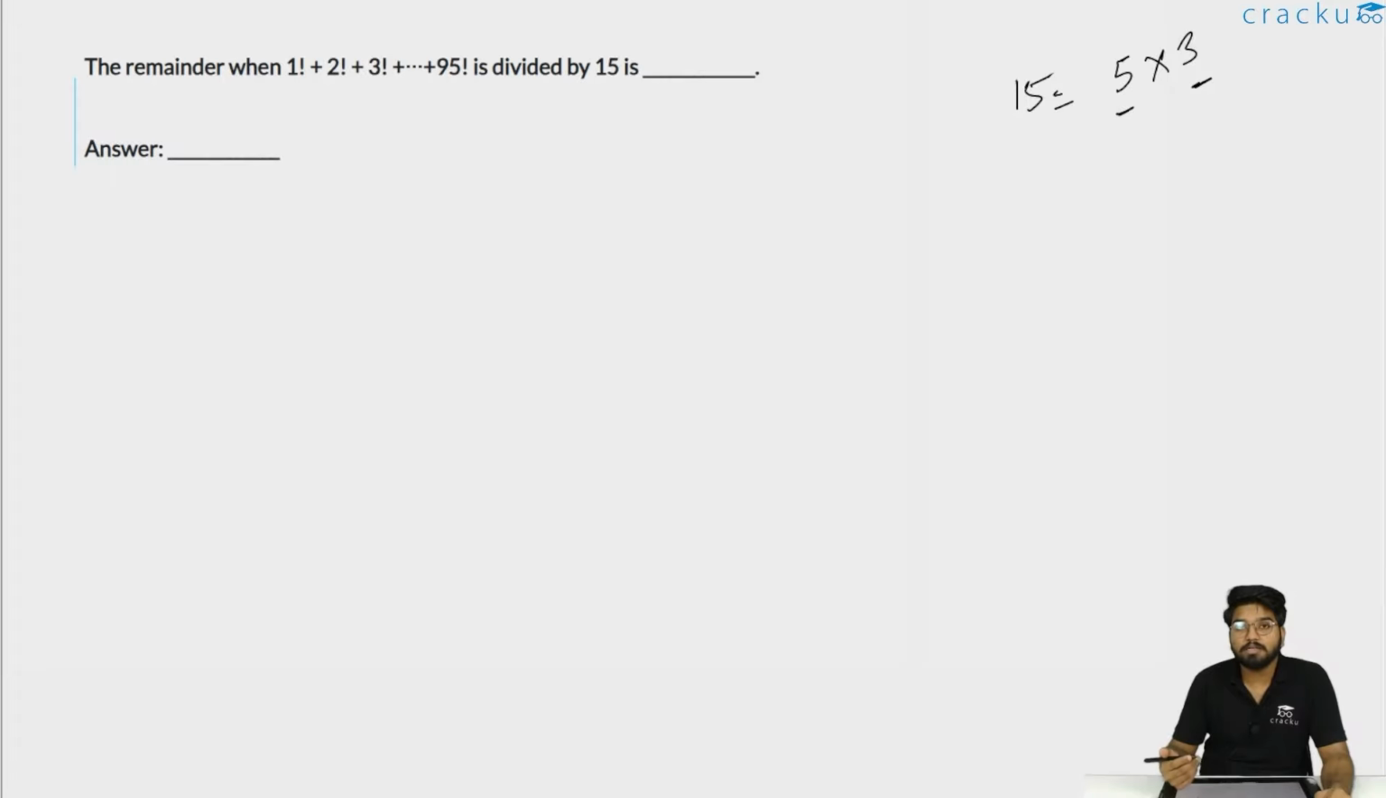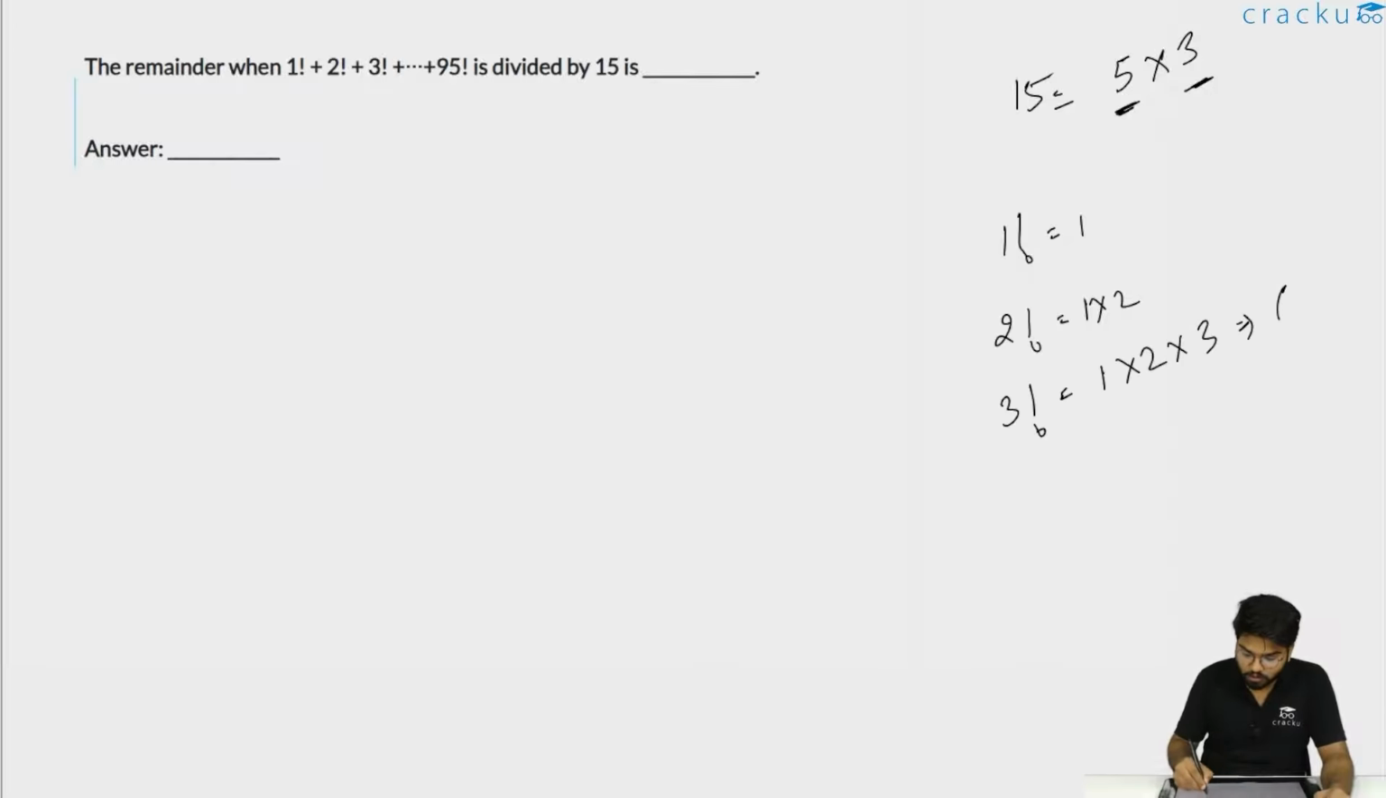Now let's check what is the first factorial which is divisible by 15, or which has a multiple of 5 and 3. Now 1 factorial is 1 only, which is not divisible by 15. 2 factorial is again 1 into 2, not divisible by 15. 3 factorial is 1 into 2 into 3, that is equal to 6, again not divisible by 15. 4 factorial is 1 into 2 into 3 into 4, that is 24. Now in this we have a multiple of 3, but we don't have a multiple of 5.